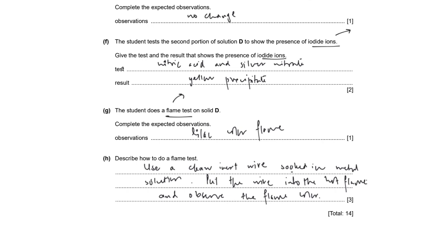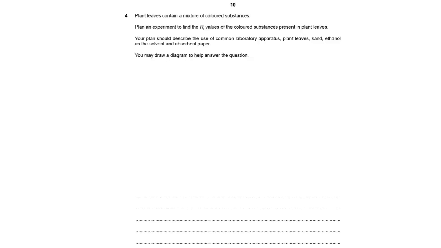Basically, there are 3 steps. Use a metal wire. You can also use a metal wire with a solid sample. You don't have to dip it into a metal solution. A better way is to use a clean inert wire with a solid sample, and then put the wire into the hot flame, and that solid sample would obviously burn, and then it will give you a very distinctive color.